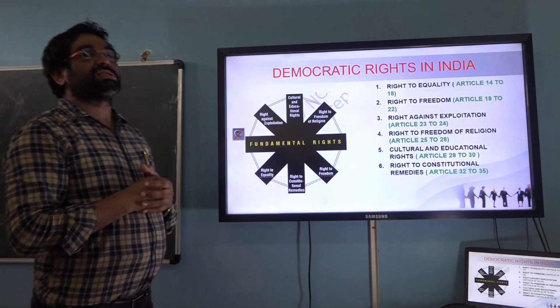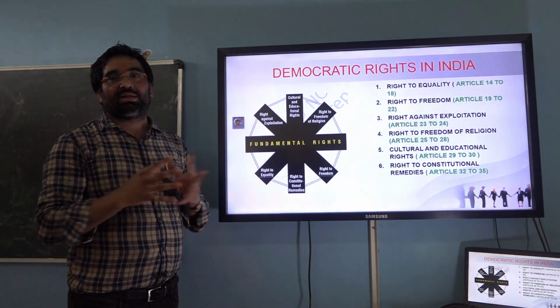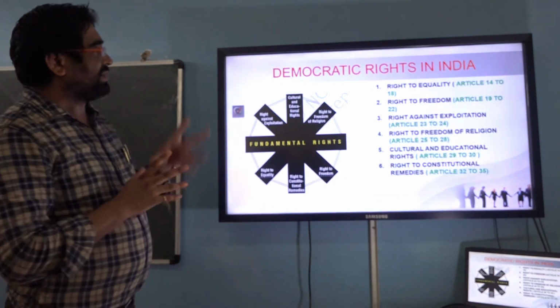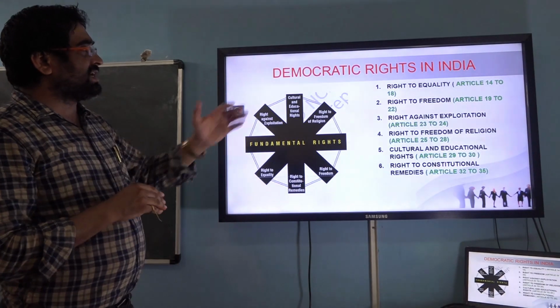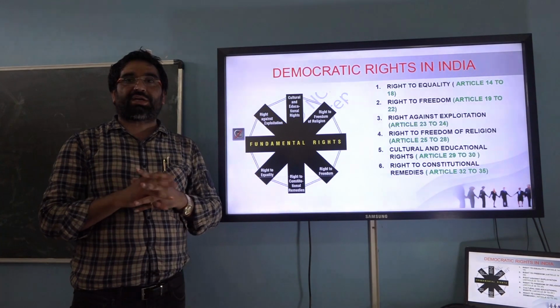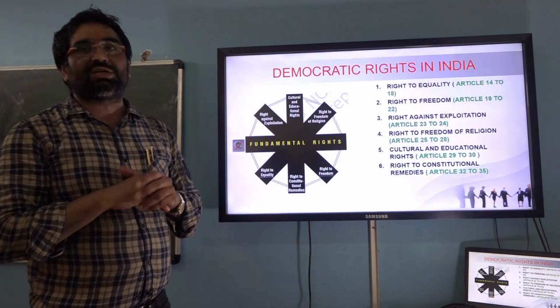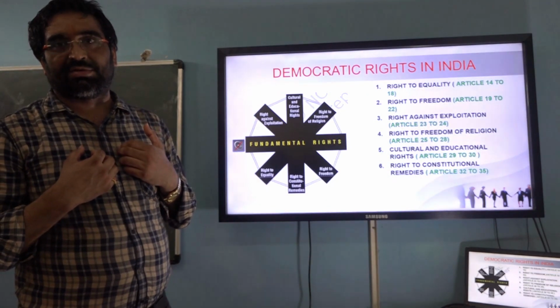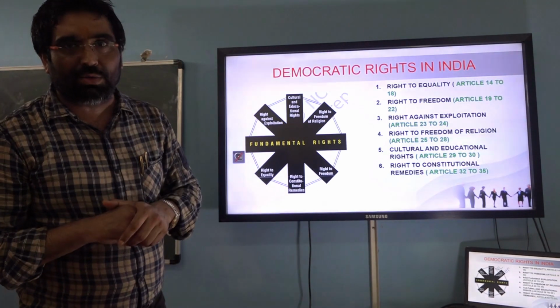We have seen Saudi Arabia, where people can't enjoy their rights. We have seen America. Now we will see the democratic rights in India. When we are talking about democratic rights, the right to vote is also our democratic right. The right to elect is our democratic right.